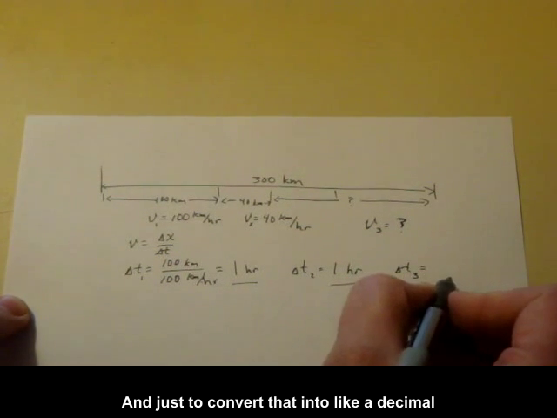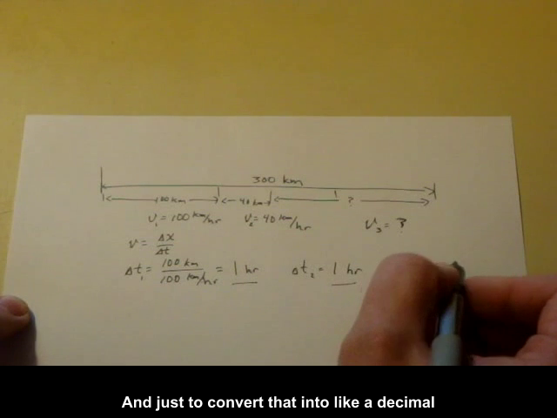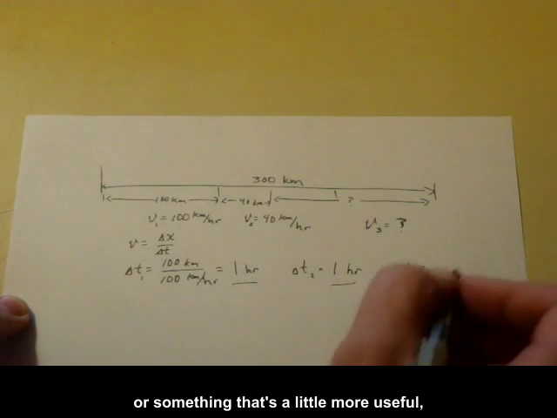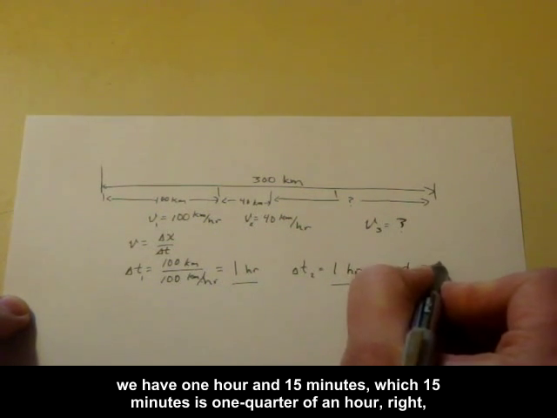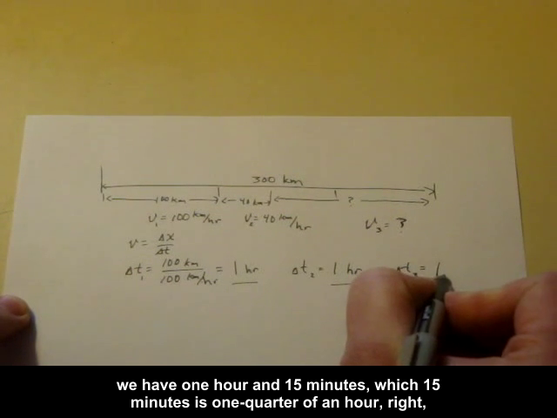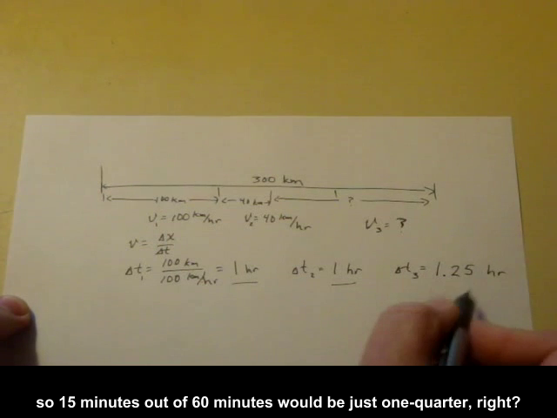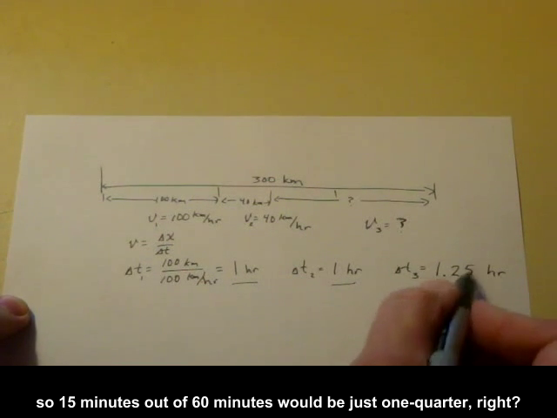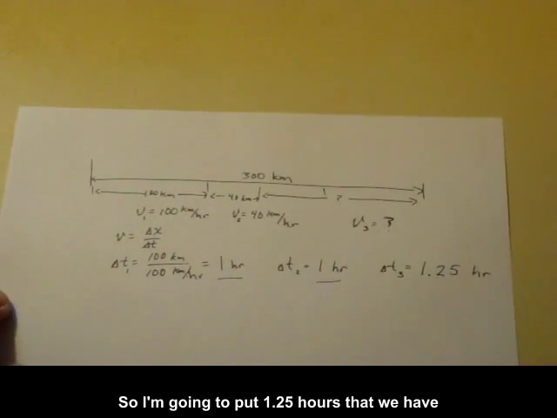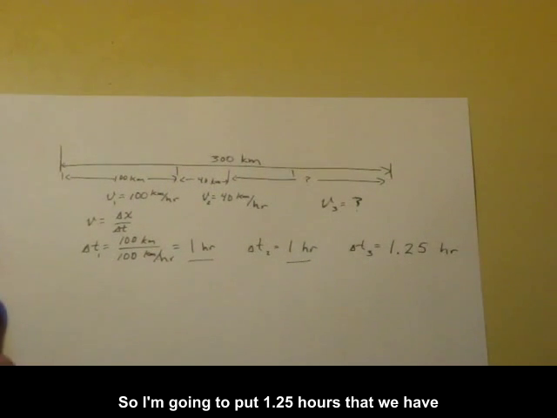And just to convert that into a decimal, or something that's a little more useful, we have 1 hour and 15 minutes, which, 15 minutes is 1/4 of an hour, right? So 15 minutes out of 60 minutes would be just 1/4, right? So I'm going to put 1.25 hours that we have.